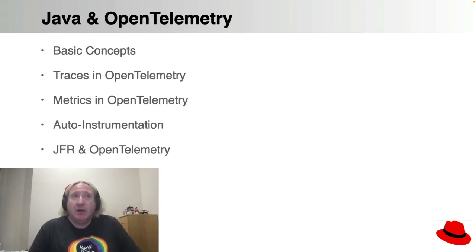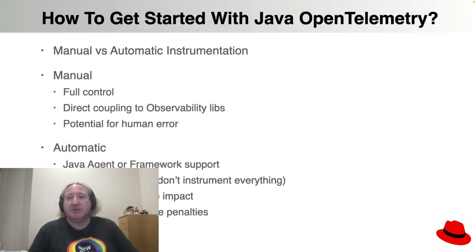Moving on, let's talk about Java and OpenTelemetry. We've talked about some of these concepts already, but now let's try and weave the threads together and bring it into the realm of what a Java developer or a Java DevOps person would be expected to do day to day. First of all, we need to talk a little tiny bit about manual versus automatic instrumentation.